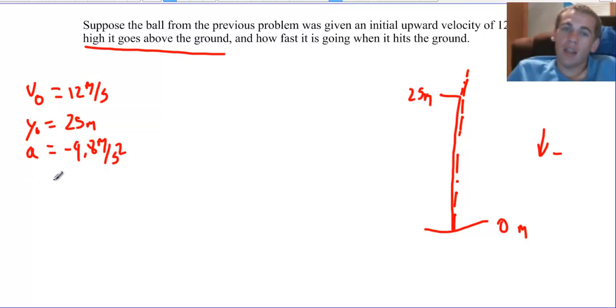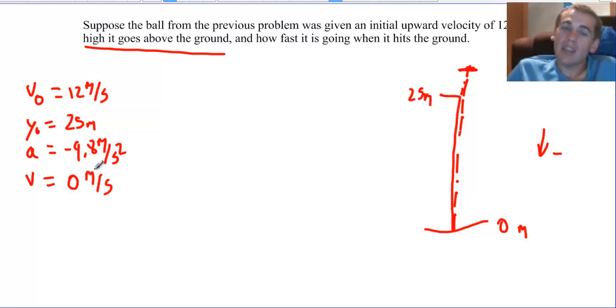Well, the height it goes above the ground, I know something about this point, right? This is its highest point. At that point, remember when you toss the ball, the velocity when it changes direction is 0 because it's not going up and it's not going down. So for the first part of this, I actually know my final velocity. My final velocity is 0 meters per second.